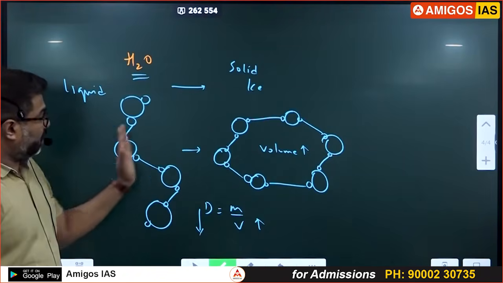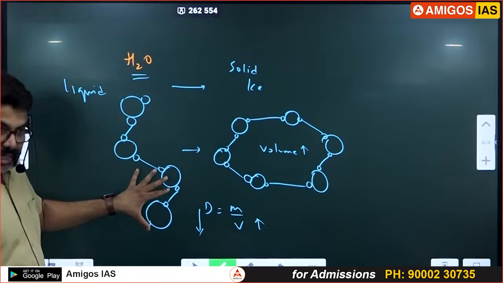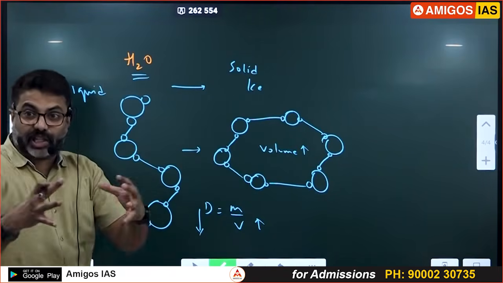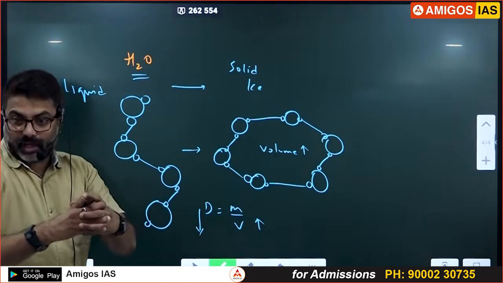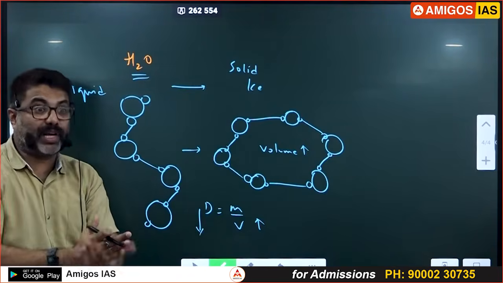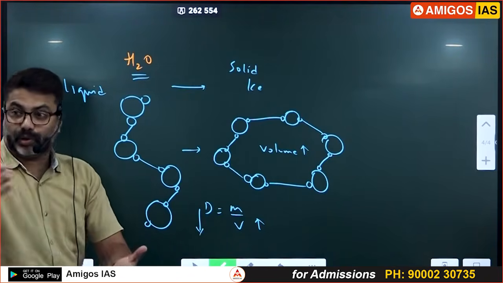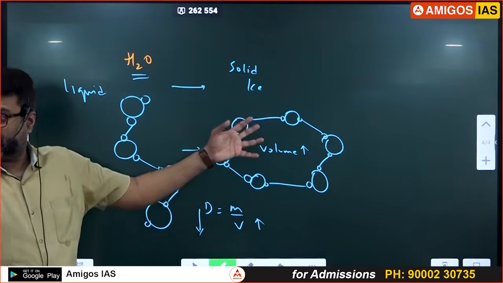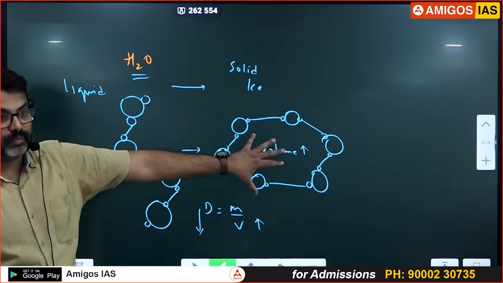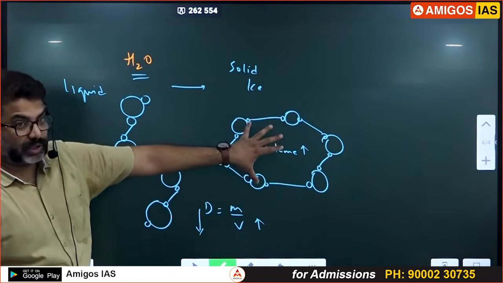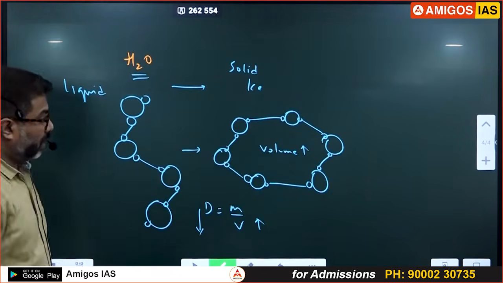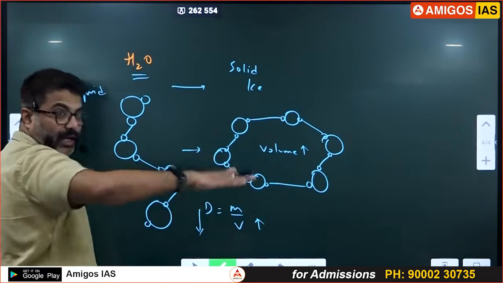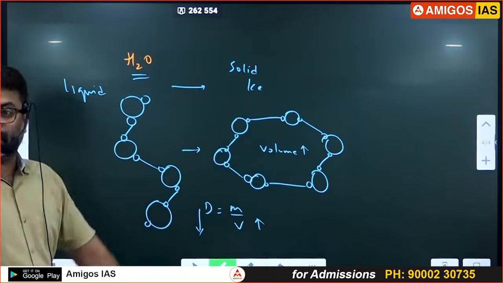So understand how liquid water molecules look and how solid ice looks. That is the reason ice has a stronger bond. Solids have a stronger bond. That is the reason it's very difficult to break ice. Sometimes you take ice cubes and try to bite, it is very difficult. Why? Because it has a stronger bond. You notice the arrangement. So when ice forms, volume increases, reducing its density, making it float. That is why ice floats.